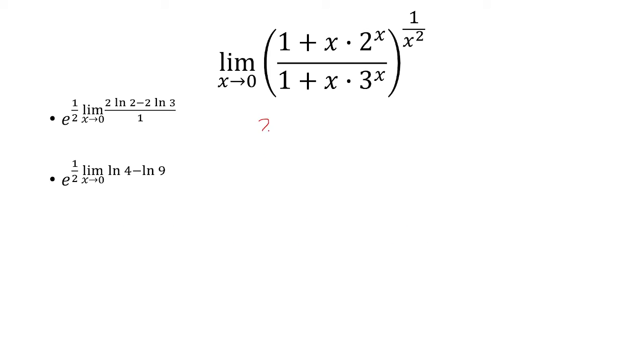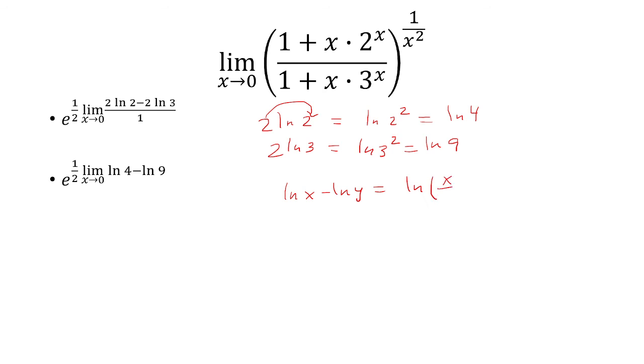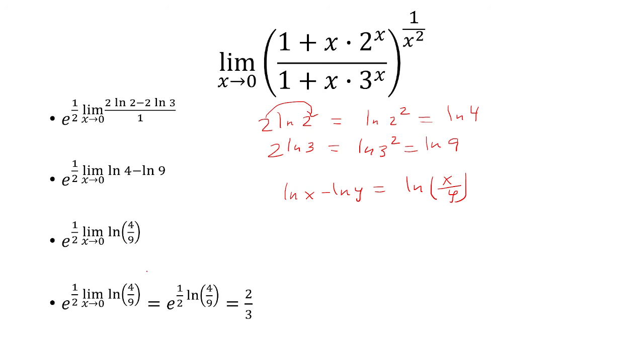Now, 2 ln of 2 is the same thing as bringing the exponent in on the 2. So it's like ln of 2 squared, which is ln of 4. Same thing with 2 ln of 3. That's just ln of 3 squared, which is ln of 9. And so now because I'm subtracting the logs, I divide the inside. So this will just be ln of x over y, which will be ln of 4 over 9. And the limit now as x approaches 0 is just obviously ln of 4 over 9.